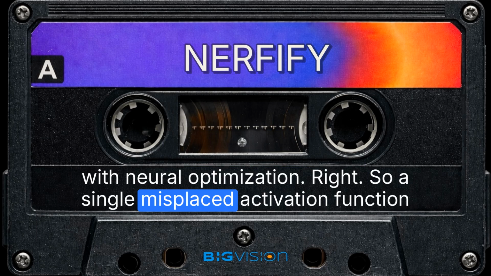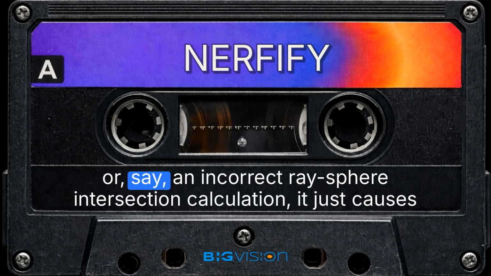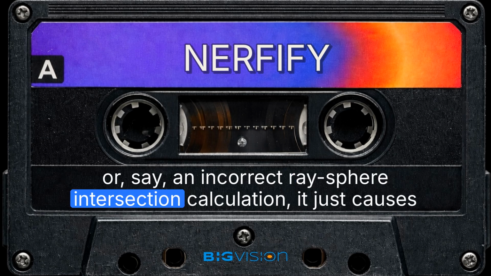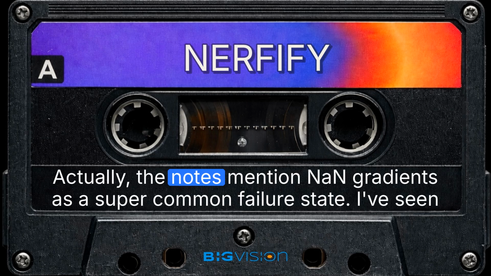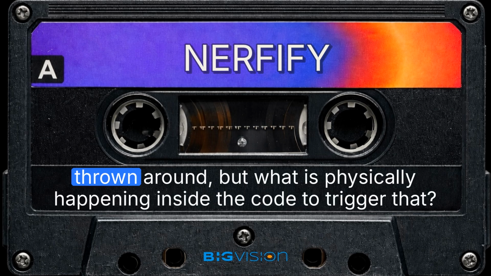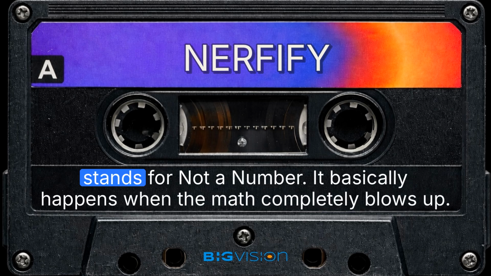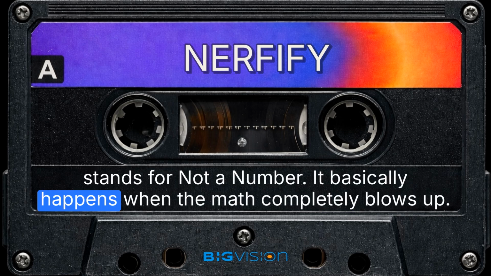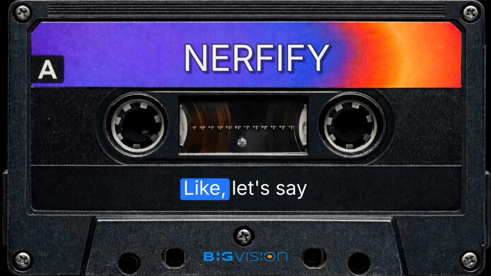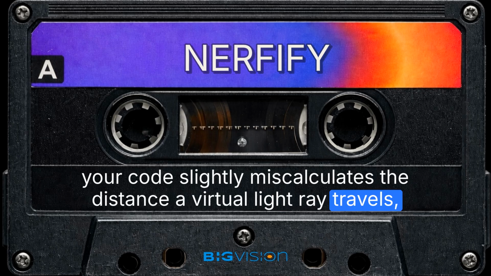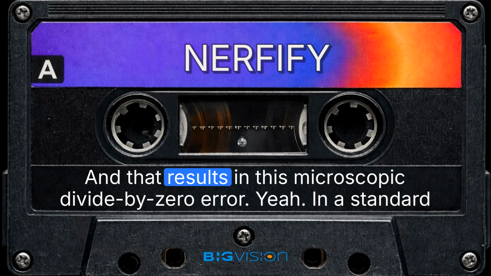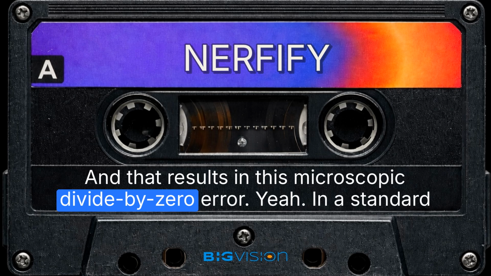Right. So a single misplaced mathematical activation function, or say an incorrect ray-sphere intersection calculation, just causes catastrophic failures. Actually, the notes mention NaN gradients as a super common failure state. I've seen that term thrown around, but what is physically happening inside the code to trigger that? Right. So NaN stands for not a number. It basically happens when the math completely blows up. Like, let's say your code slightly miscalculates the distance a virtual light ray travels, right? And that results in a microscopic divide by zero error.